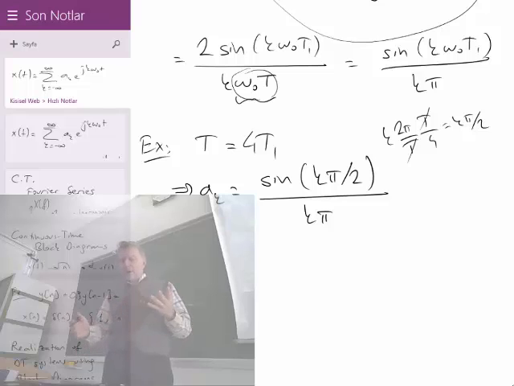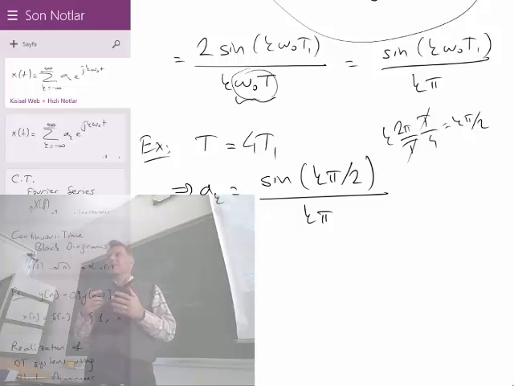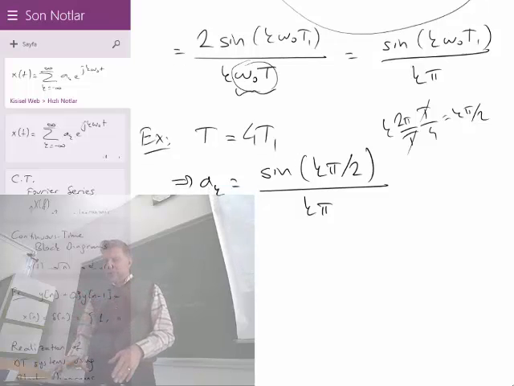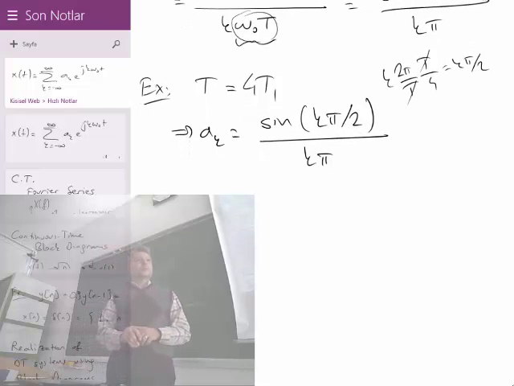Why is it significant? I told you that there are only odd harmonics. There's only a1, a3, a5. How about a2 and others? What happens to a2? What happens to a4?